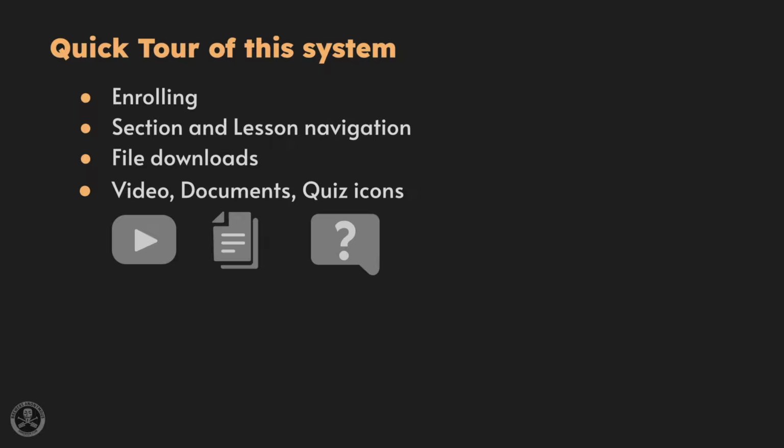The first one, which looks like a YouTube play button, is an icon for a video. If there's just this document-looking icon, well, it's just a document. It could either be a document or just information to read. There may not be a download, but it means that there's only text in that particular lesson. This last one indicates that it's a quiz. We haven't looked at that yet, but we might as well check it out right now.